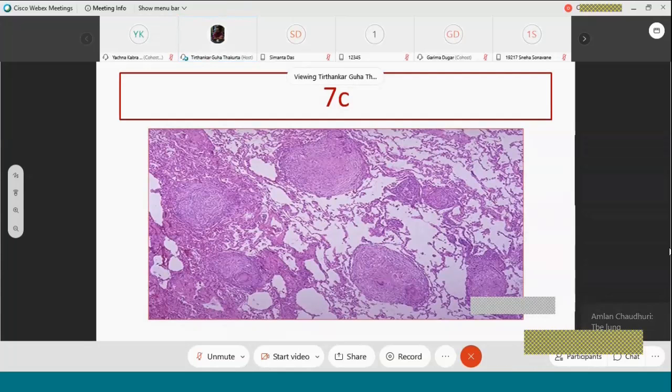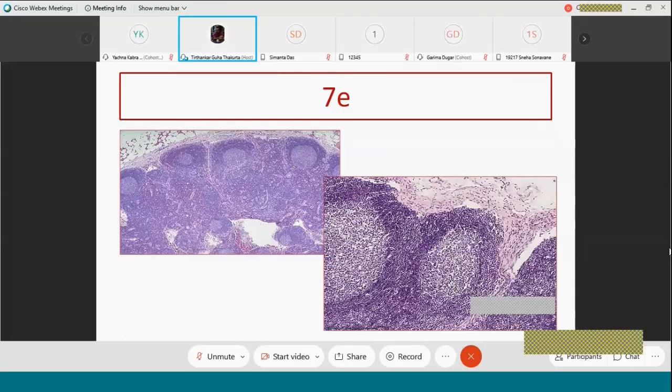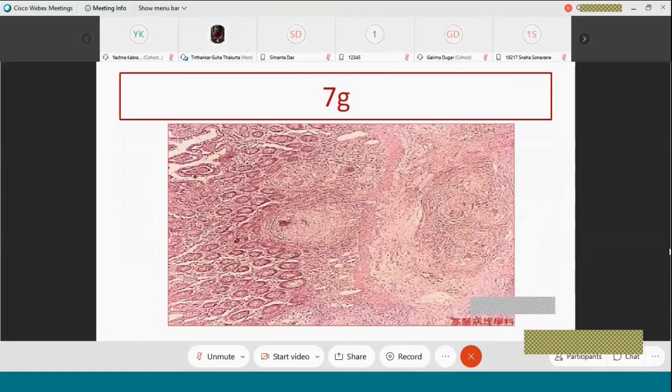This is how lymph node looks like. So there is a capsule, there are lymphoid follicles, and if you find that there is a granuloma in the lymph node, then it represents a tuberculosis of the lymph node. So look into this slide. These are the granuloma and these dark cells are the giant cells. So what do you think the diagnosis is?